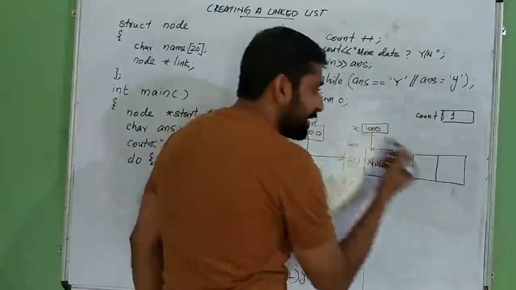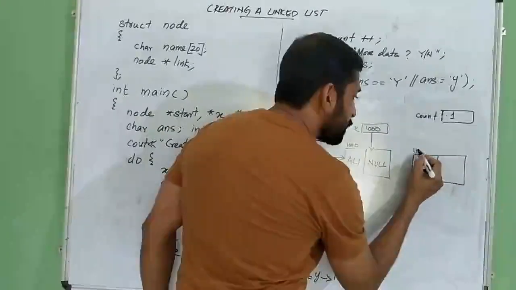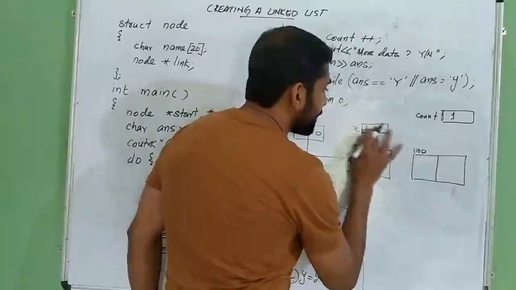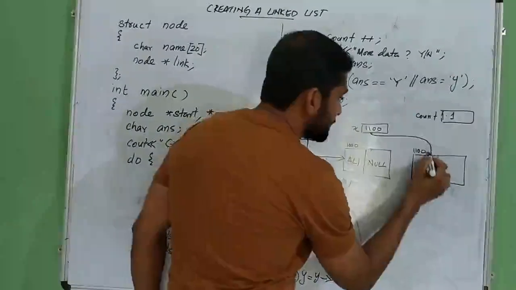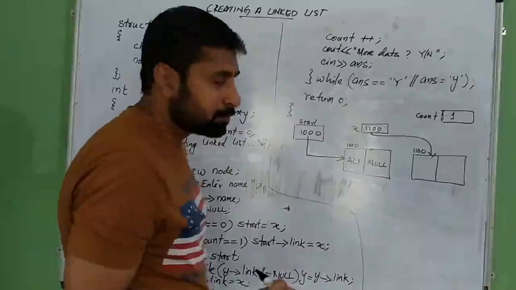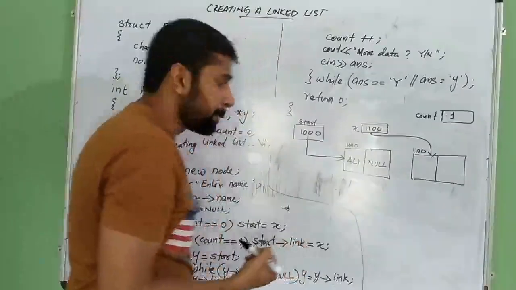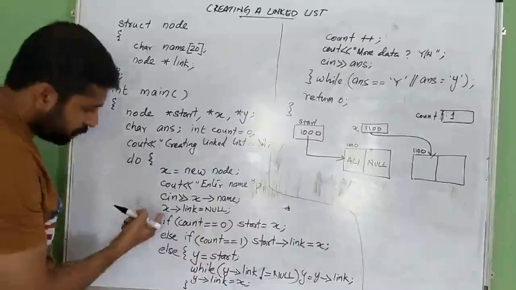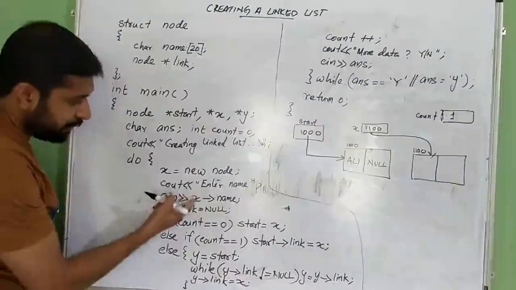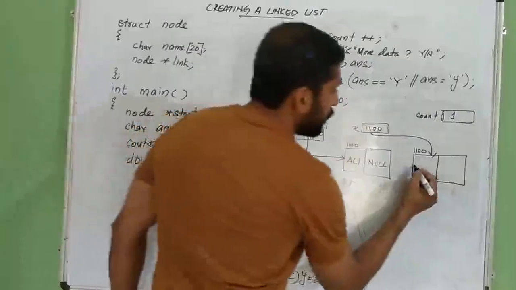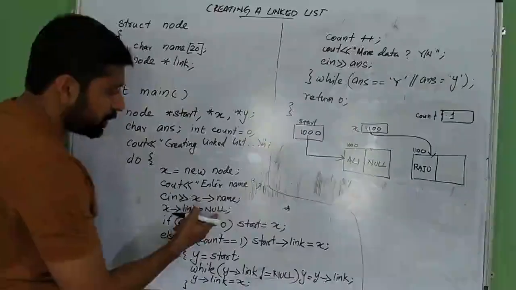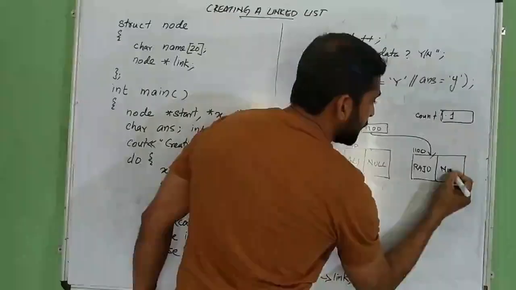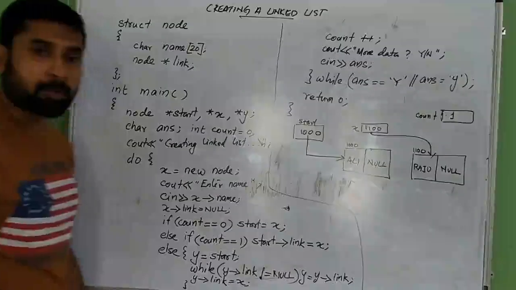Now this x contains, say, let this be 1100. This contains 1100. So this points to this. Okay. Now, scan x dot name. So Raju is given. x dot link equal to null. This is made null. No problem.